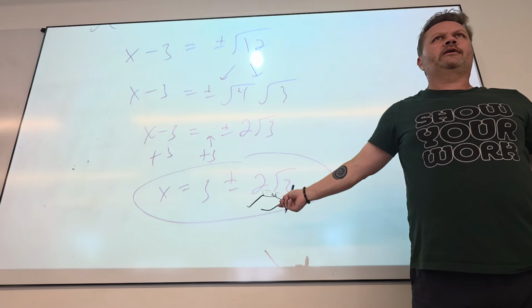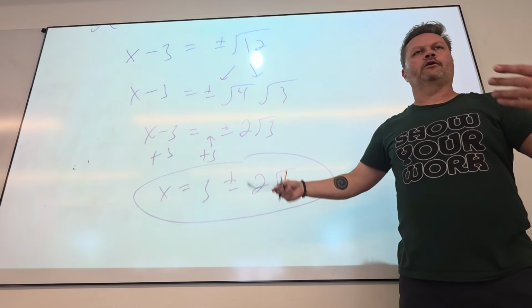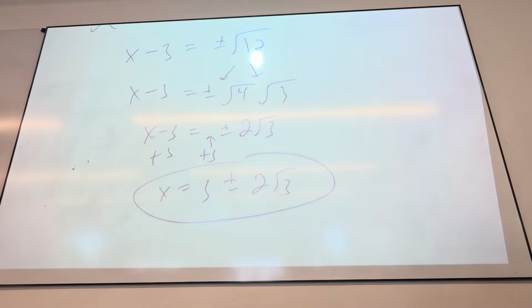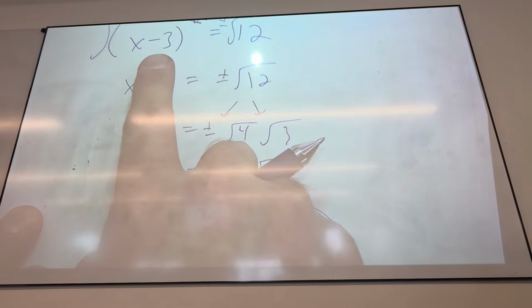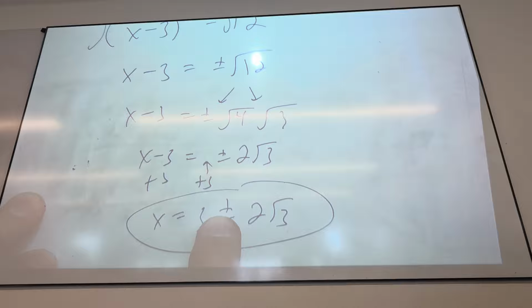Because all quadratic formula does is, if you can't factor it, it's how you solve it. Yes? Okay. So, if something is in this form, stuff squared equals number, I can solve it very quickly.